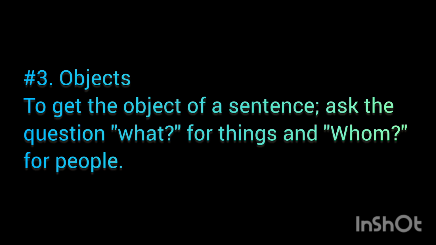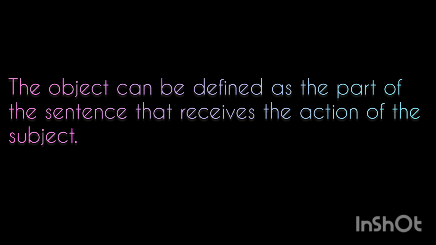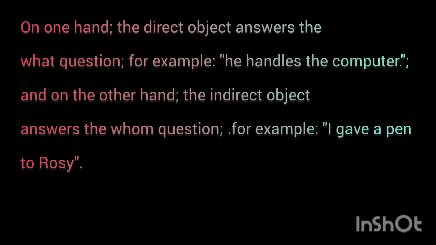Number three, objects. To get the object of a sentence, ask the question what for things and whom for people. The object can be defined as the part of the sentence that receives the action of the subject. On one hand, the direct object answers the what question. For example, he handles the computer, and on the other hand, the indirect object answers the whom question. For example, I gave a pen to Rosie.